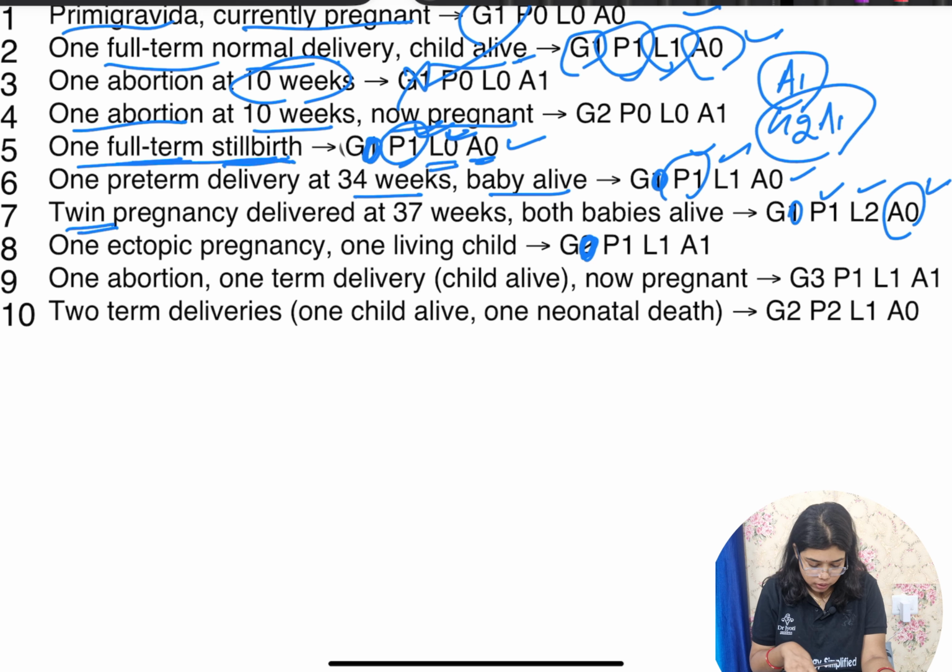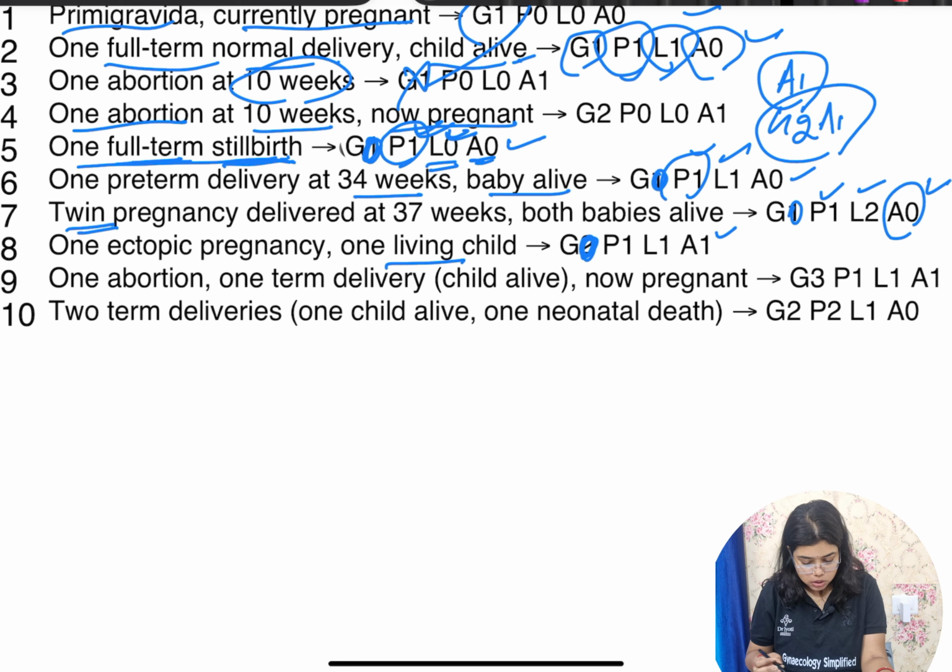But it is not given any, the question is maybe incomplete. So just forget about that. Let the question be one ectopic pregnancy and one living child. So what will be the obstetric index? It will be abortion 1, because ectopic we count as A1, or abortion, and one living child.